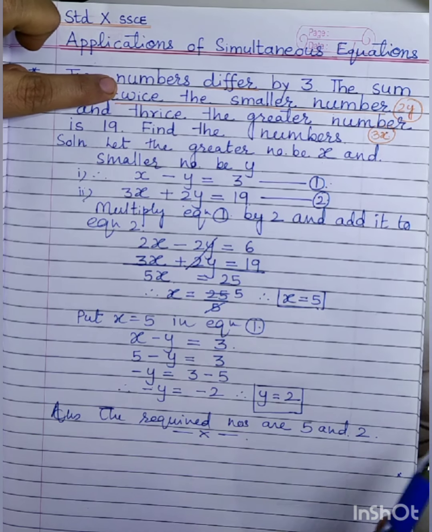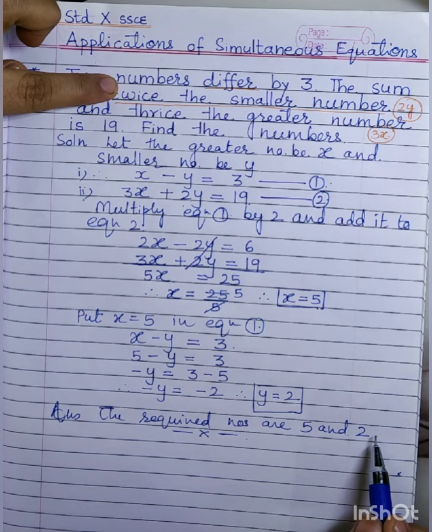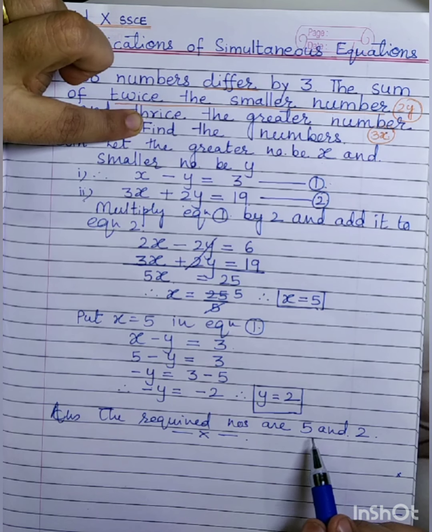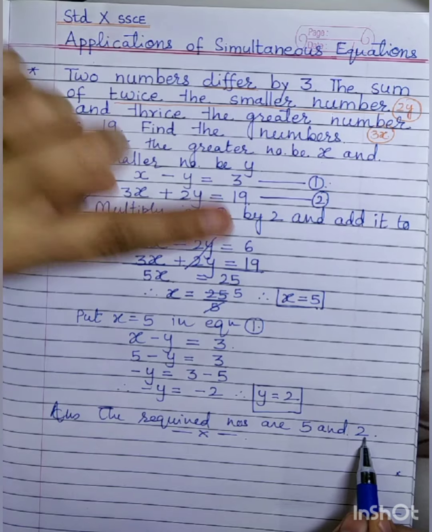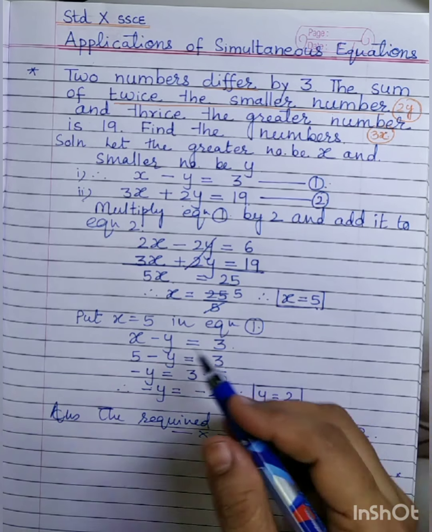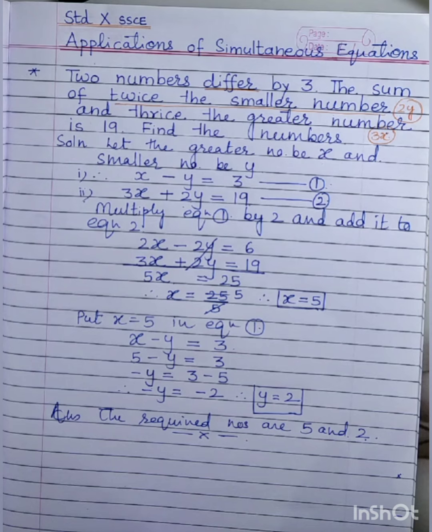Sum of twice the smaller number. Twice the smaller number means what? 2 2s are 4. And thrice the greater number, 5 3s are 15. So 15 plus 4, what's the answer? 19. You can have this habit. When you are studying in the earlier stage, you have got enough time. You can always check in your mind whether the answer found is correct or not. Okay.